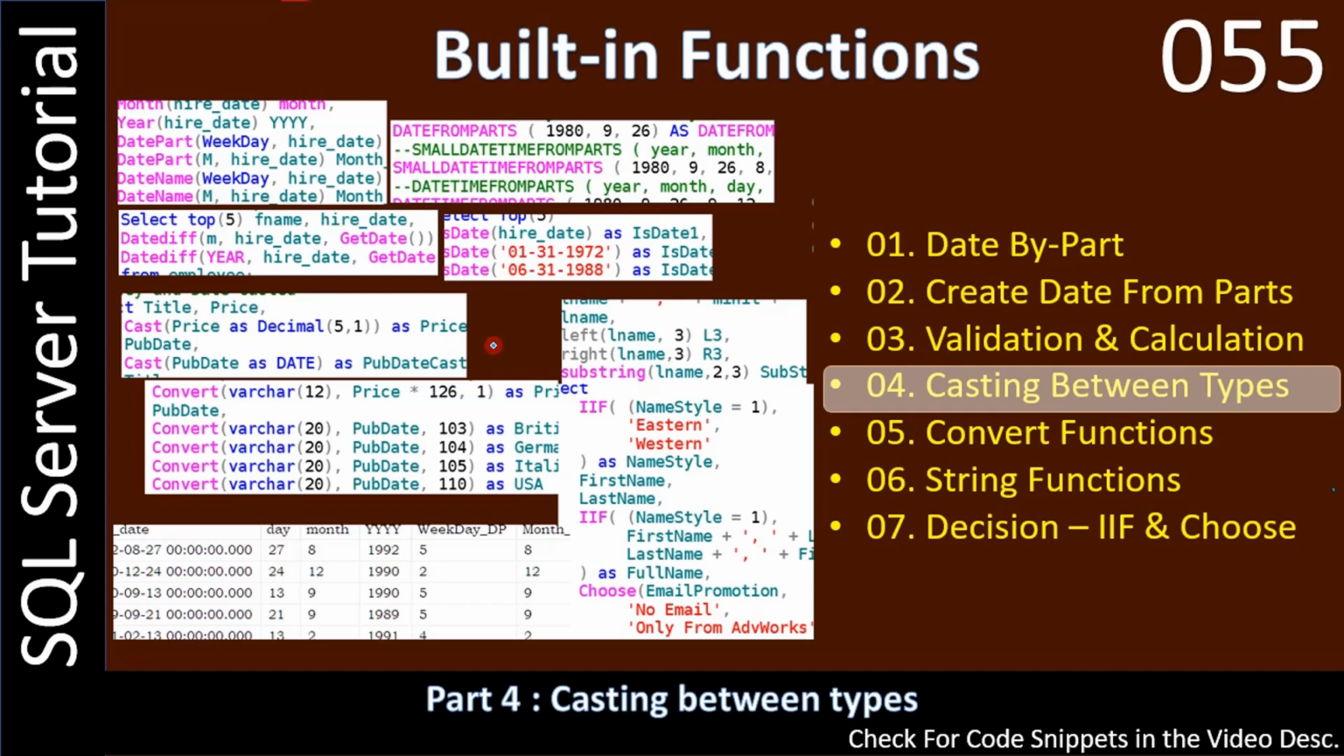In the previous three parts, we looked at date built-in functions. Now we will look at casting between types.